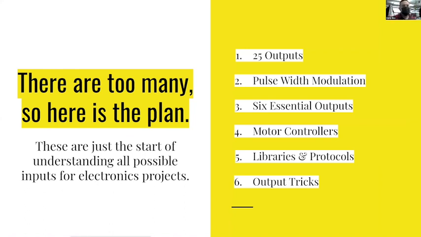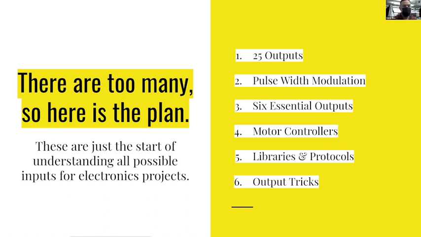We're going to go through 25-ish outputs. Some of them we will already know, like LEDs. Light is a whole category, so we're going to look at that. We're going to go through pulse width modulation theory, what that is and what it does. We'll go through its essential outputs, things that you absolutely should know about just so that you know they exist. And there's tons of different variants of those.